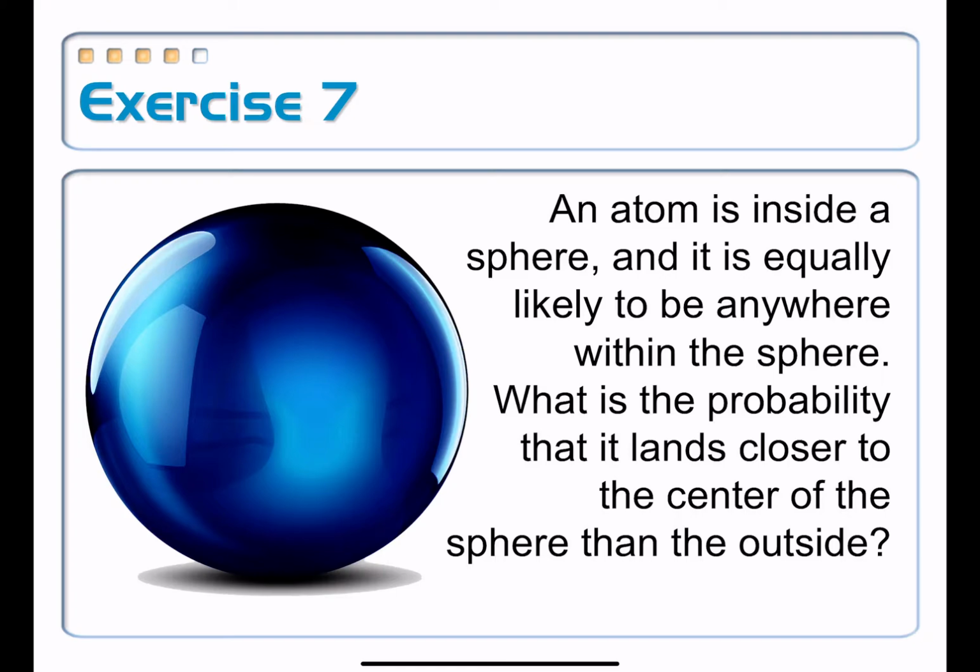Now, some people would look at this and go, I don't have to do any math. It's obviously just going to be a half. Let's say I take a sphere and put it on the inside of this thing. The radius is half as big. Because if I'm anywhere inside that inner sphere, it's got to be closer to the center than the outside. And so the probability is a half.